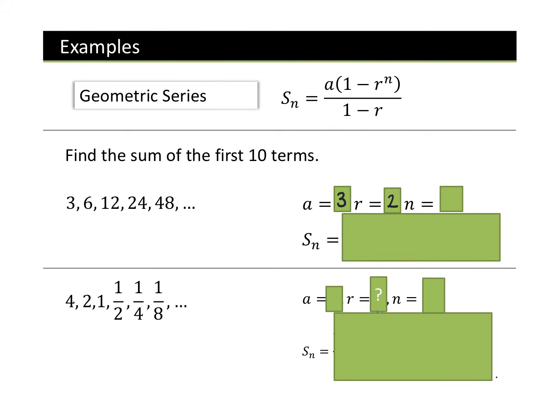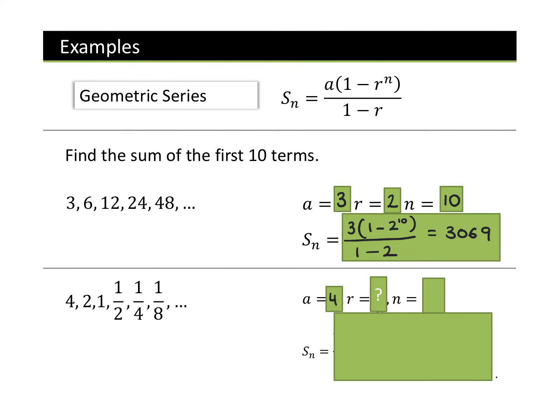And n is the number of terms we want, and we want the sum of the first 10 terms, so our n is 10. I'm now literally going to substitute this in. 3 lots of 1 minus 2 to the power of 10 all over 1 minus 2. This is going to give me a total of 3,069.